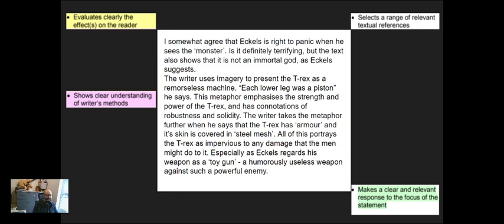So we want to satisfy all of these criteria. Okay. When I looked at the text, I thought about the statement and I thought, yes, Eccles was right to panic, but the other characters who were with him didn't panic. They stayed level-headed and they dealt with the situation as it was put in front of them.